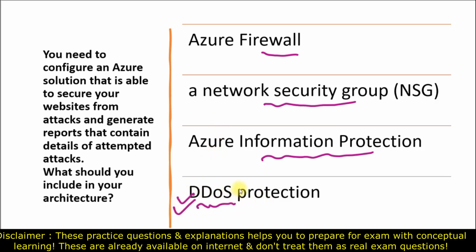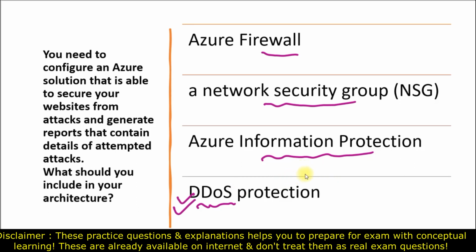DDoS stands for Distributed Denial of Service. What exactly is it? DDoS is a type of attack that tries to exhaust our application resources. That means an unauthorized person sends so many requests that our server gets hung and our application is not able to respond to legitimate queries. In this way, it will not work at all. So for this, we will use DDoS Protection.